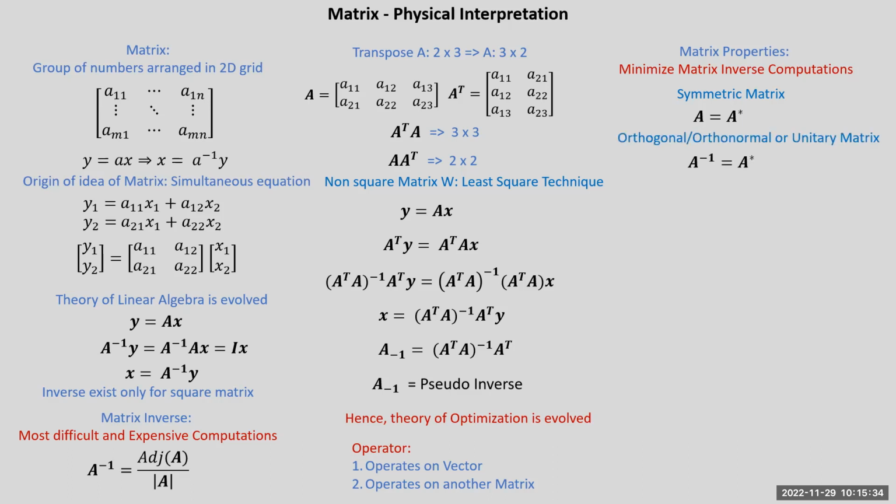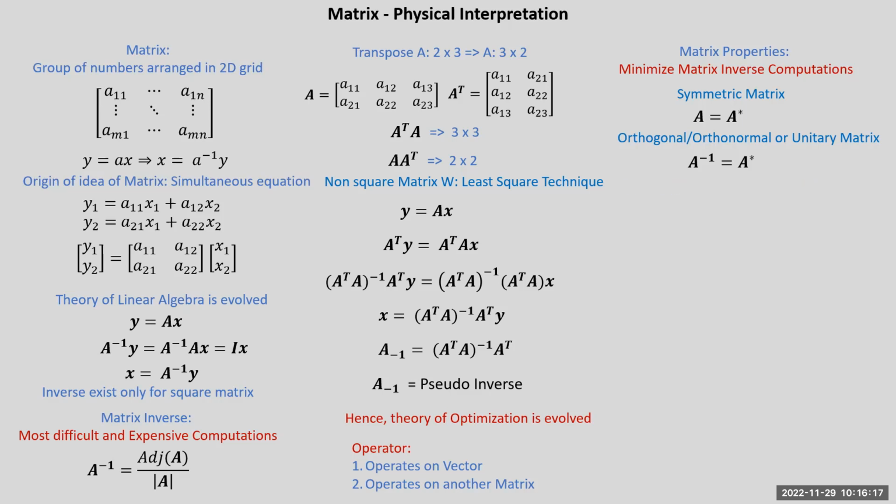Now, another very, very important property in matrix is called the orthogonal matrix. Now, what is the significance of an orthogonal matrix? A inverse is trivial, and that is the simplest solution to compute A inverse, which is given by the following equation: A inverse is equal to A star. Now, A star is the transpose conjugate of a matrix A, assuming the matrix is complex valued. If it is real, then A inverse is equal to A transpose.